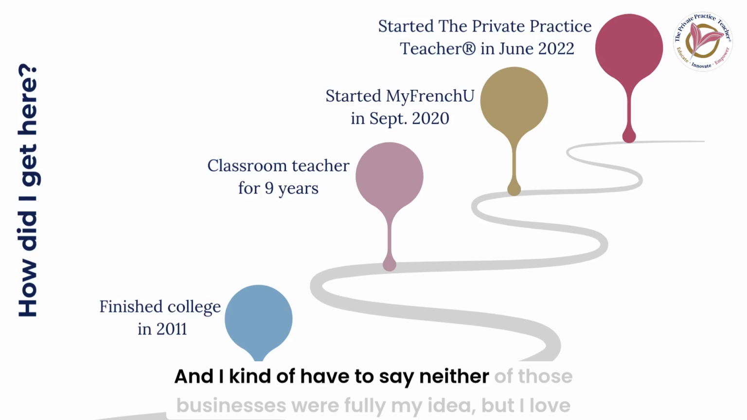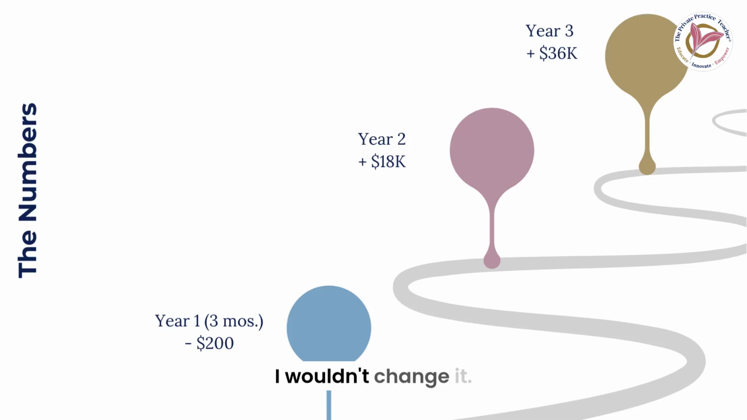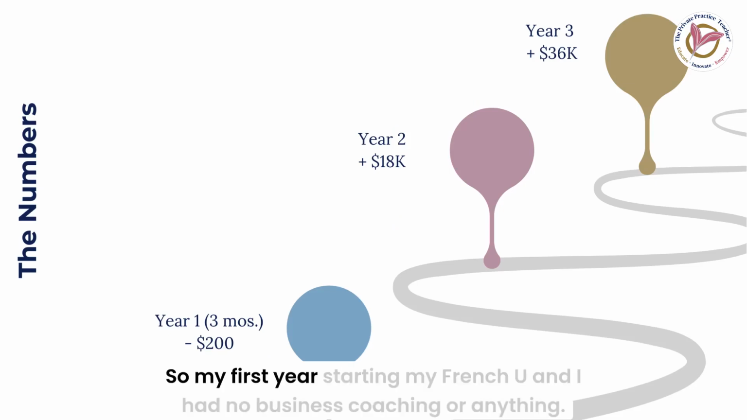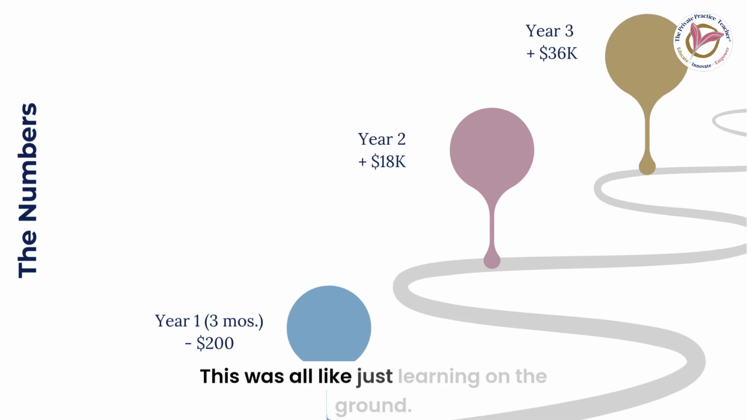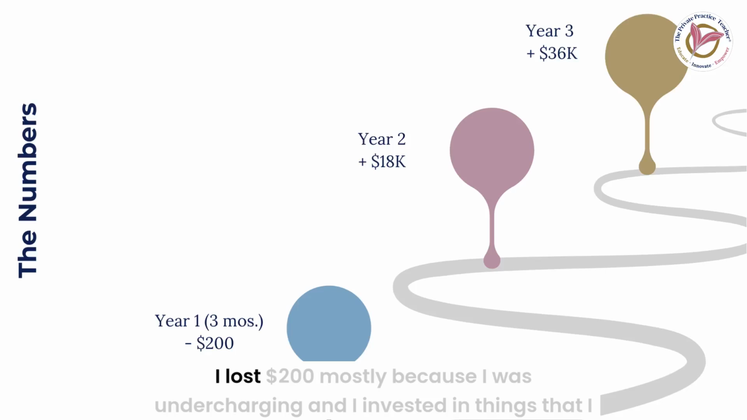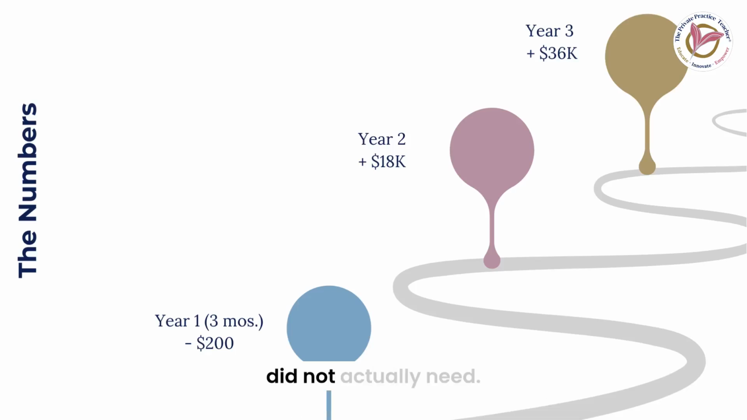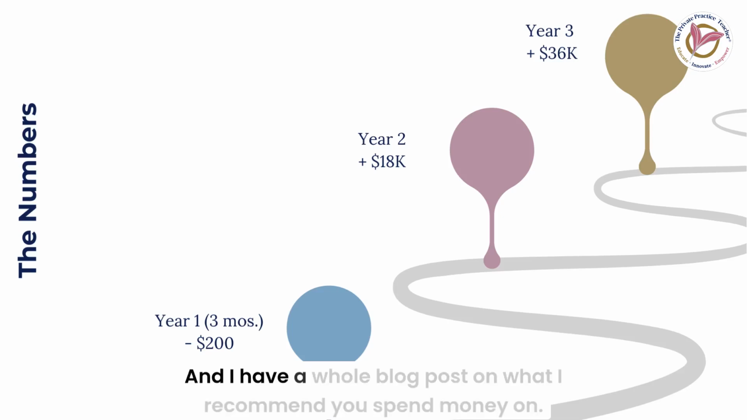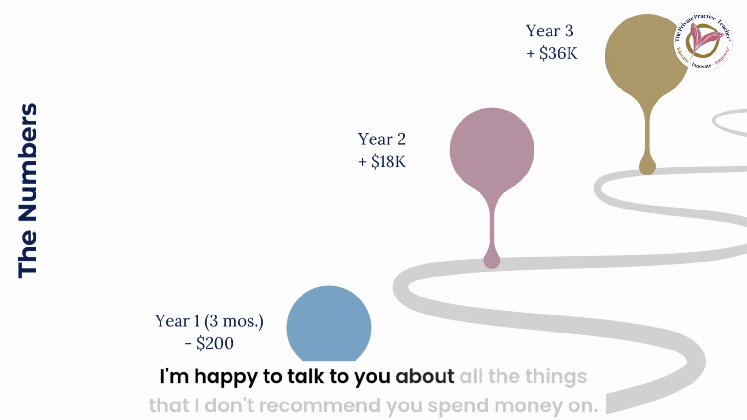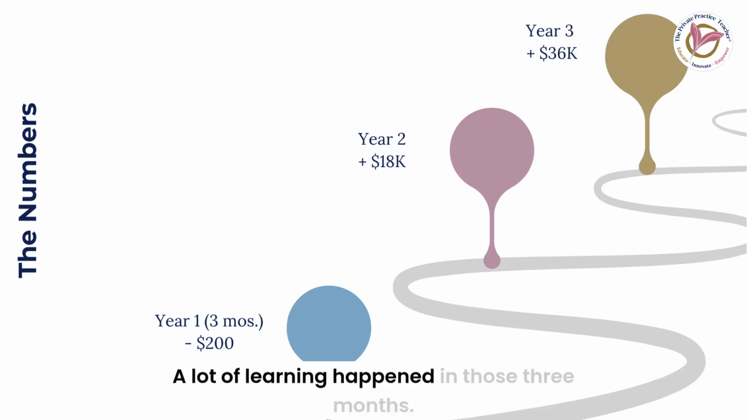And I kind of have to say neither of those businesses were fully my idea. But I love them. I wouldn't change it. So my first year starting my French U, I had no business coaching or anything. This was all just learning on the ground. It was only 3 months for that year. I lost $200, mostly because I was undercharging and I invested in things that I did not actually need. And I have a whole blog post on what I recommend you spend money on. I'm happy to talk to you about all the things that I don't recommend you spend money on. A lot of learning happened in those 3 months.